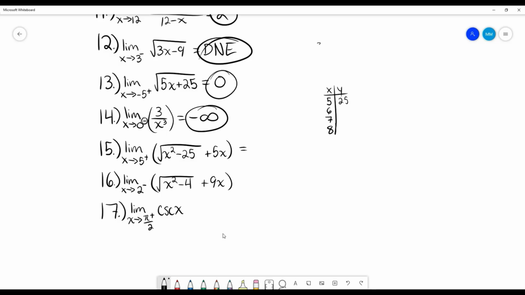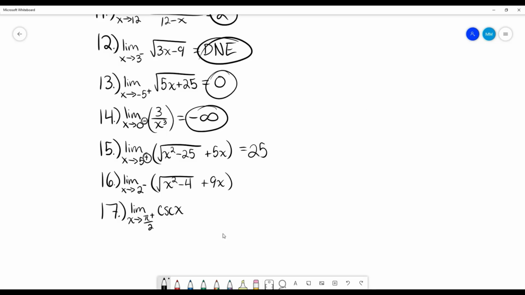If I plug in a 6, it's going to be the square root of 36 minus 25, so it's 30 plus the square root of 11, because 5 times 6 is 30. If I plug in my 7, I'm going to get 49 minus 25 plus, it would be 35. So I get 35 plus the square root of 24. We don't even need to go to 8 to see that as we get further from 5, we're getting bigger, and as we get closer and closer to our x value of 5, we're getting closer and closer to 25.